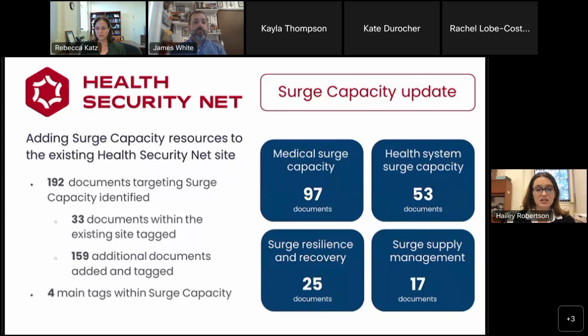The ones that we've pulled forward here are those surge capacity tags, and they include medical surge capacity, health system surge capacity, surge resilience and recovery, and then surge supply management. Medical surge capacity includes those resources that are describing things like the rapid training of new health personnel, emergency task sharing, standard operating procedures for identifying medical needs, and examples of documents that could fit within this tag-based category are Excel-based models for estimating the hospital staff needed to respond to COVID-19, or guidance from WHO on the delivery of COVID-19 immunizations in refugees and migrant populations.